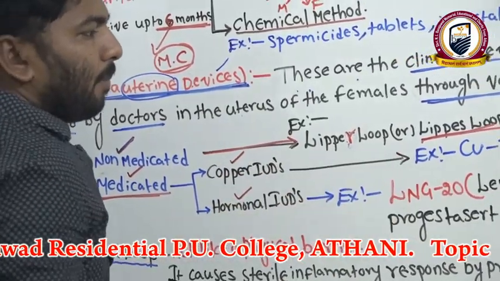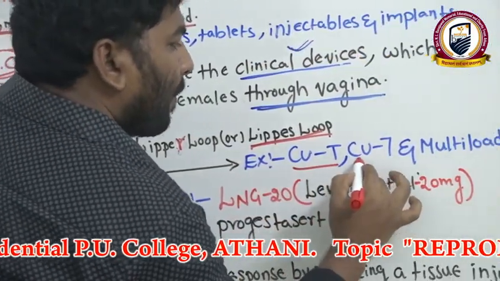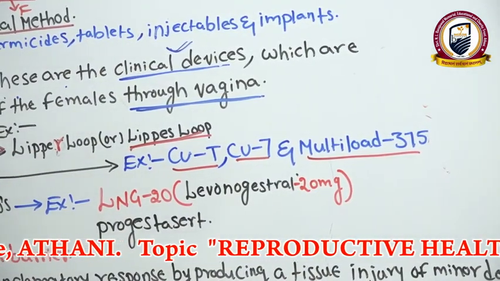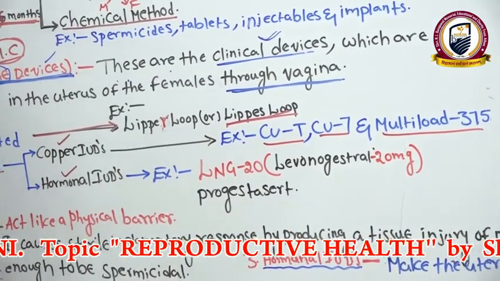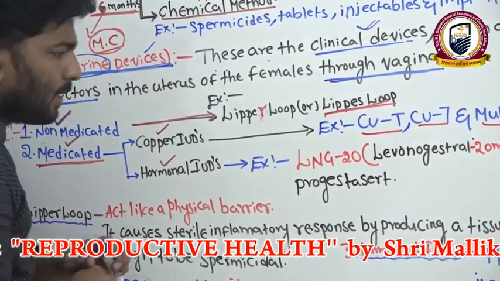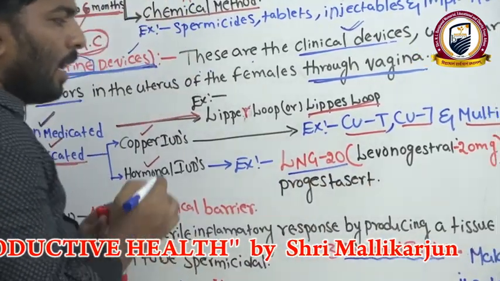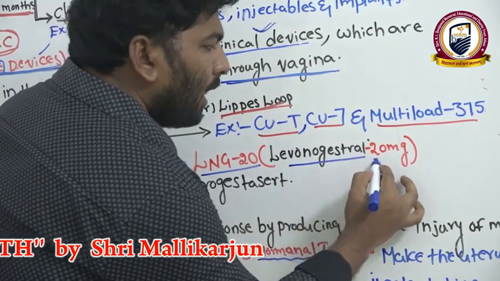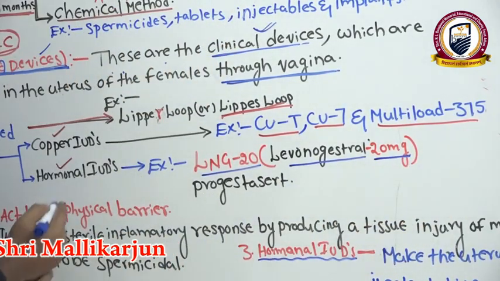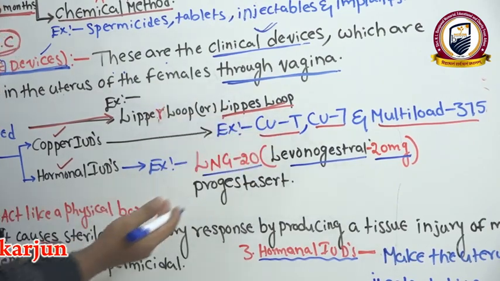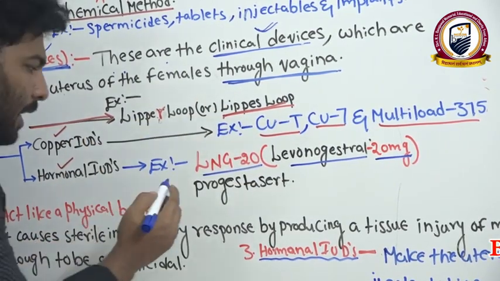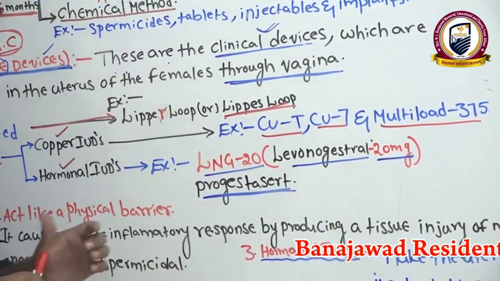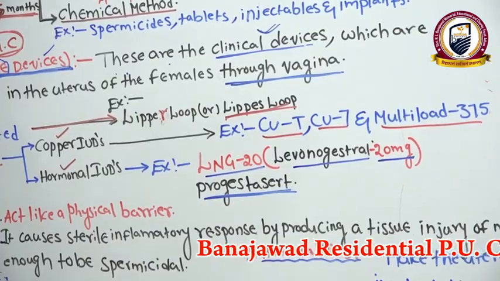Copper releasing IUD examples are copper T, copper 7, multiload. Now later on hormonal IUDs. Under the category of hormonal IUDs, an example is LNG 20. LNG 20 means levonorgestrel 20 mg. It is a hormone releasing IUD. Now the next one, progestasert. It is also another hormone releasing IUD.